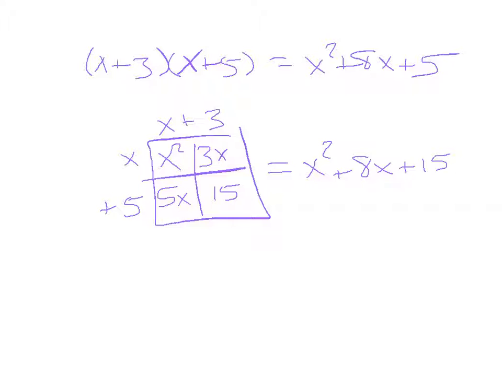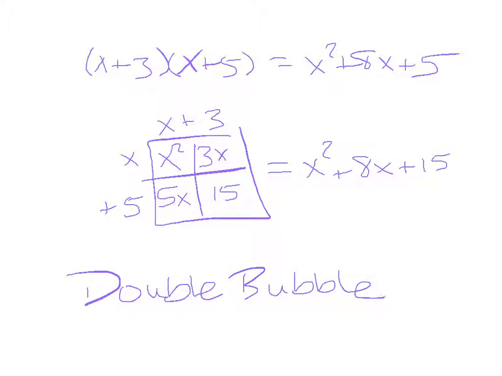Now, what we're going to do today is we're actually going to go backwards. I'm going to give you this, and I want you to give me these. And what we call this is double bubble, basically because I have two bubbles. However, typically it's actually called factoring.